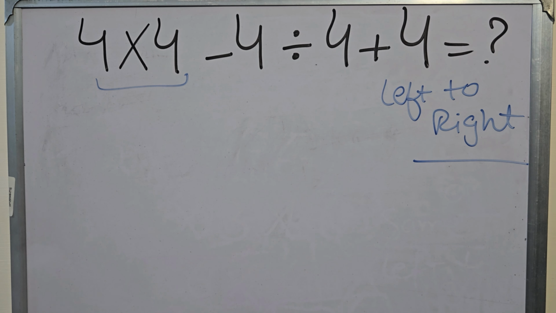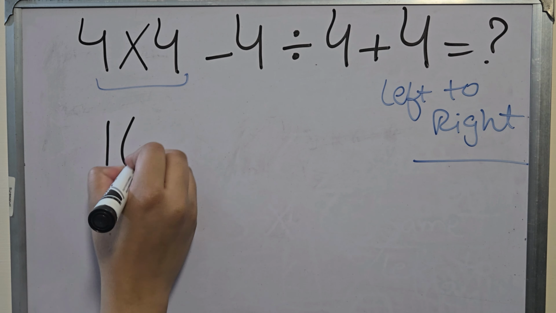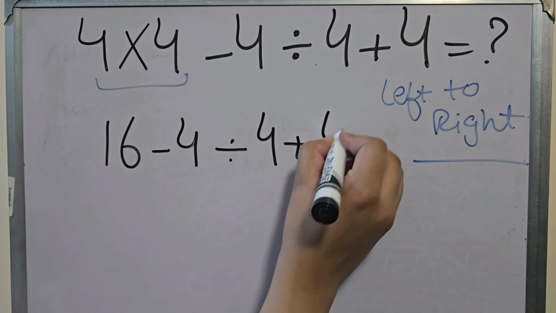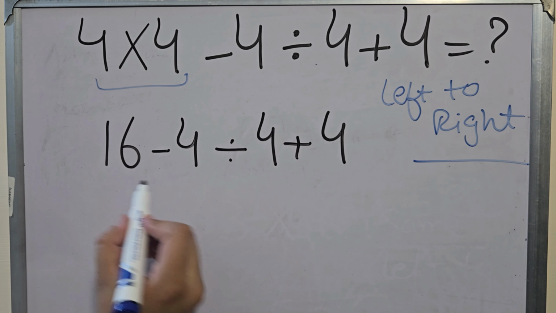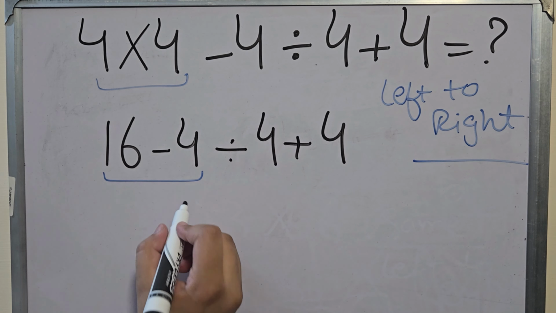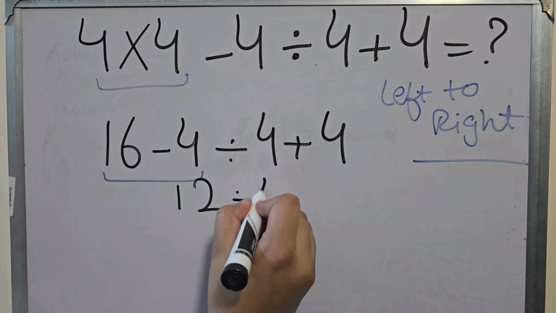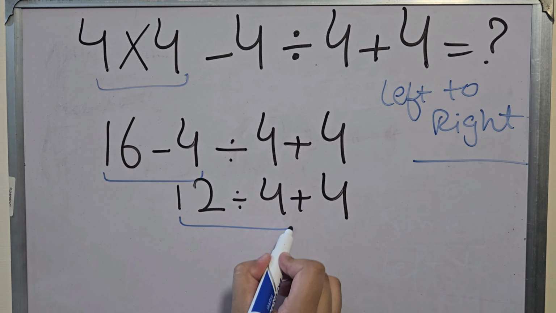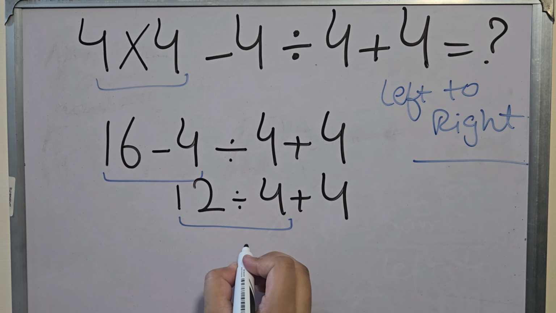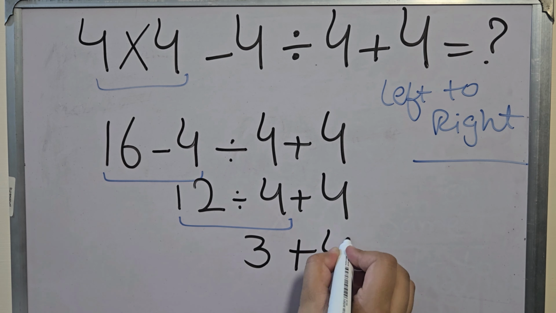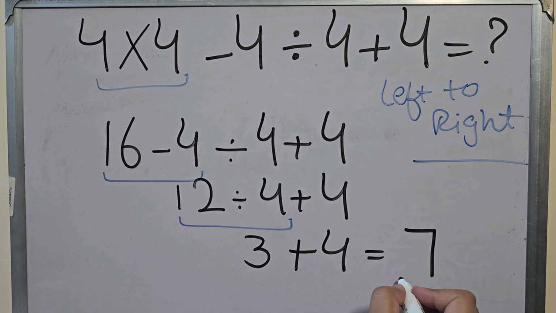From the left, the multiplication comes first. 4 multiplied by 4, which comes to 16. Now 16 minus 4 divided by 4 plus 4. Now 16 minus 4, which comes to 12. 12 divided by 4 plus 4. Now the equation is 12 divided by 4, which comes to 3. Now 3 plus 4, it comes to 7.